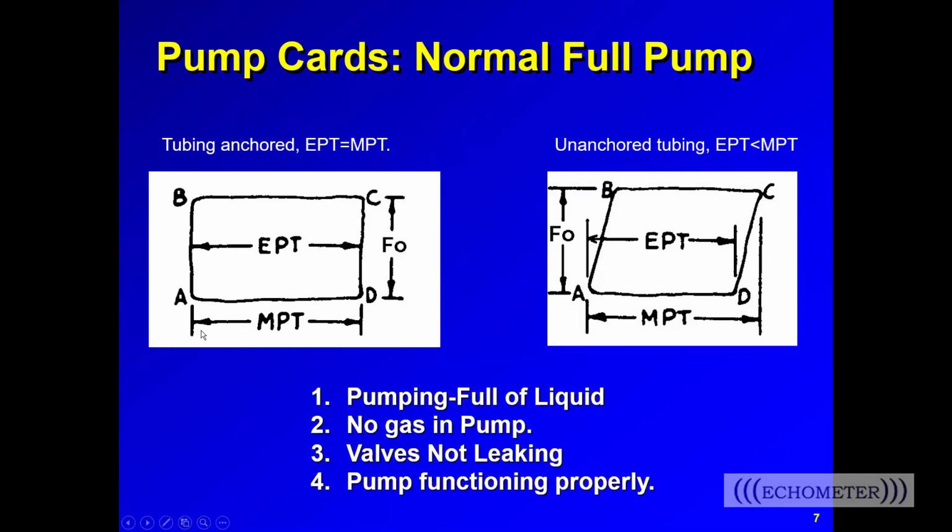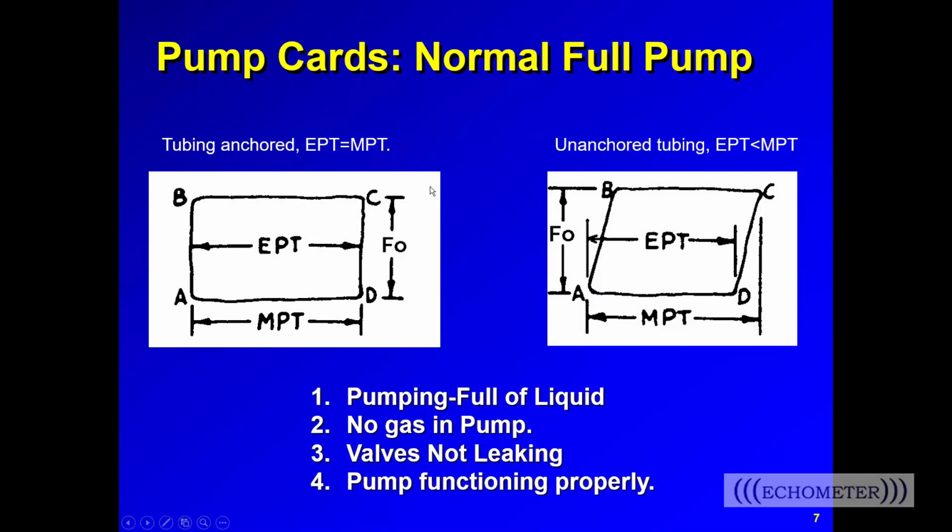MPT stands for maximum plunger travel. And the maximum plunger travel is the maximum length of the plunger movement with respect to the pump barrel during one complete stroke. EPT stands for effective plunger travel, and this is the length of the plunger travel when the fluid load is acting on the standing valve, or in other words, the length of the plunger effectively being used to move fluid.